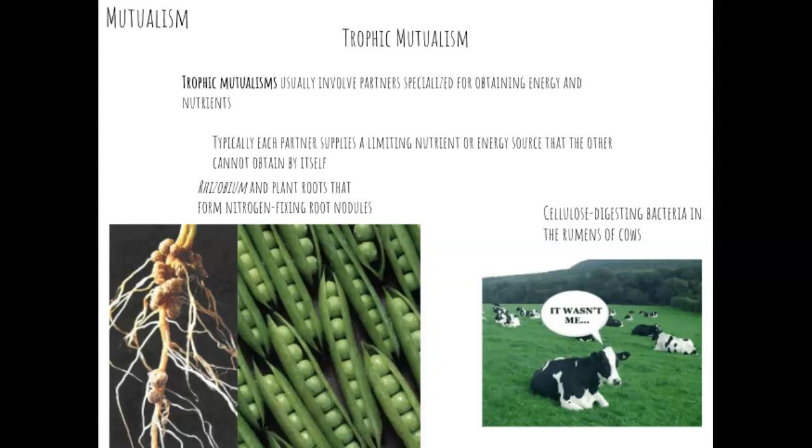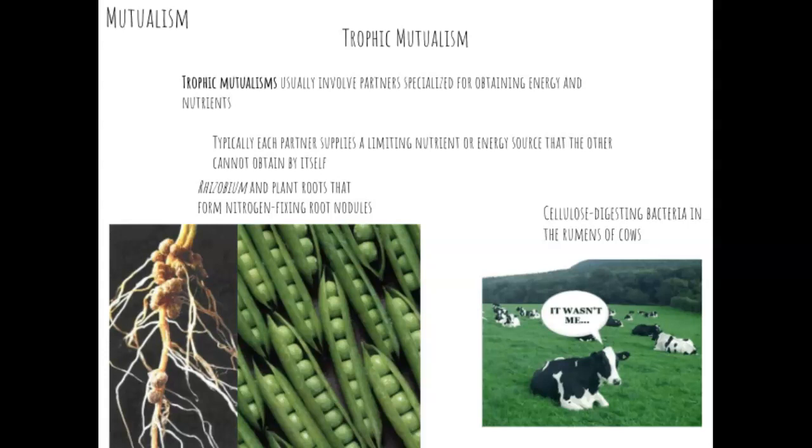So there are certain types of plants called legumes, which are peas and beans, that have special nodules in their roots that create a safe place for these bacteria to live. So the bacteria live in these root nodules, and in return, they do nitrogen fixation, where they convert that atmospheric nitrogen to a usable form, which benefits the plants. So they have a trophic mutualism between them.